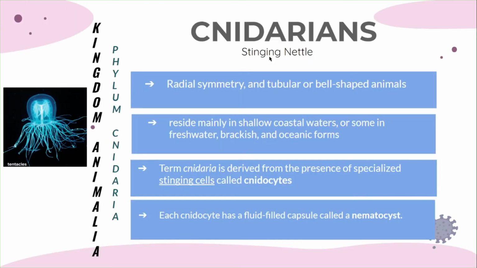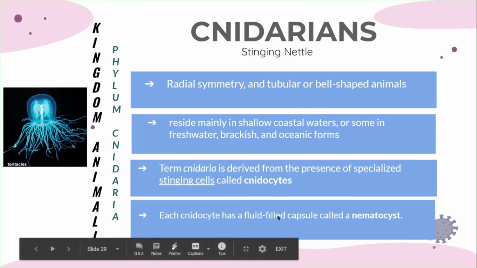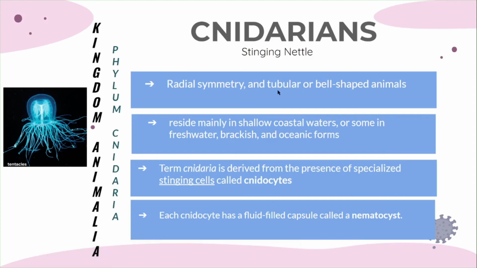Okay, the last simplest invertebrate is cnidarians. Cnidarians are known as the stinging nettle because they have cnidocytes, and each cnidocyte has a fluid-filled capsule called a nematocyst. Cnidarians have radial symmetry and tubular or bell-shaped bodies. They're usually found in shallow coastal waters, though some live in freshwater, brackish, and oceanic forms.